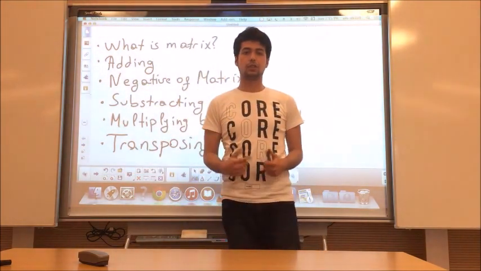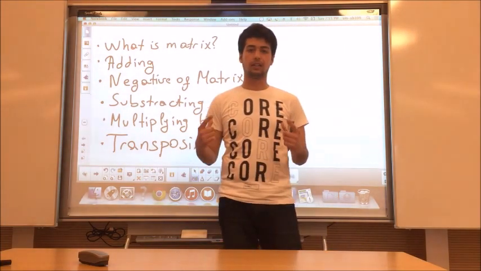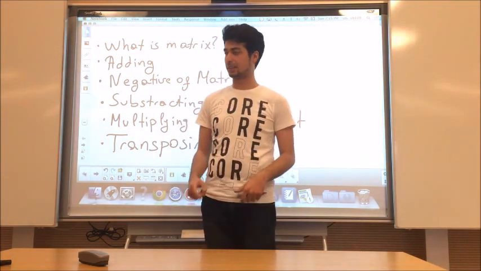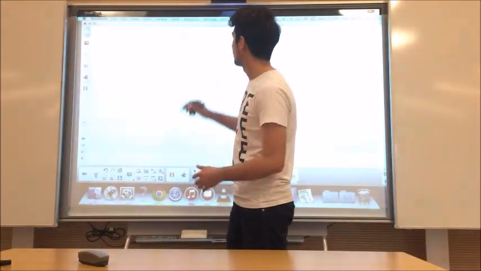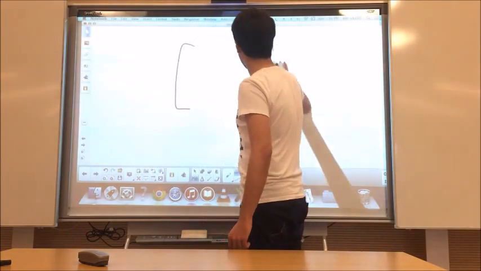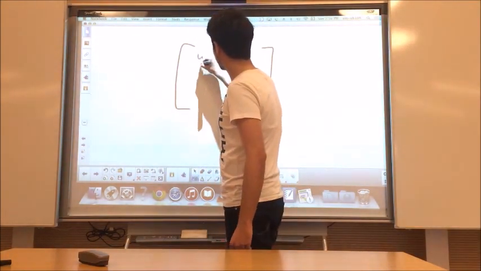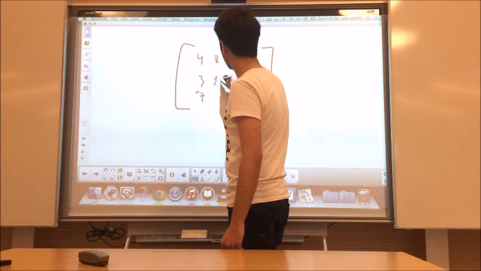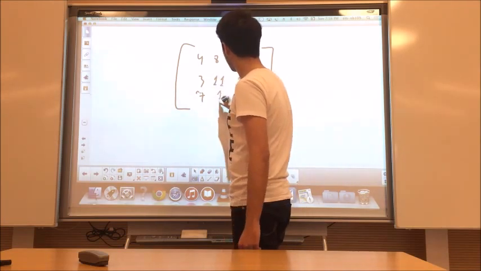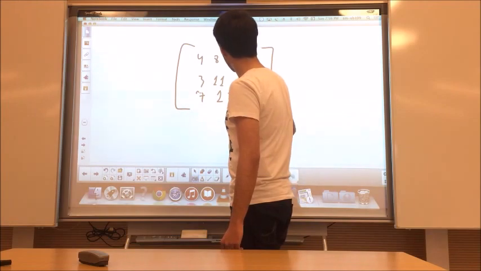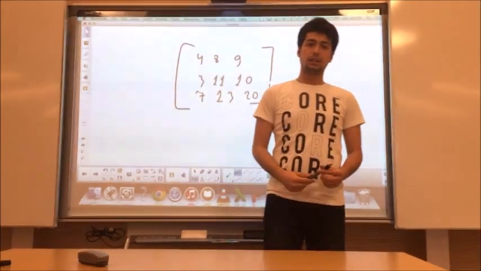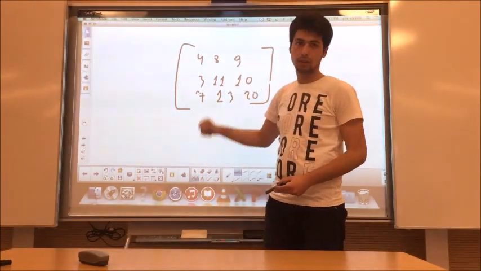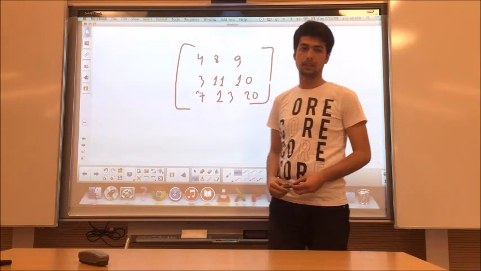For creating matrix, we should firstly create a template, then put numbers into this template. For example, our template and there are numbers. For example, 4, 3, 7, 8, 9, 11, 10, 13, 12, 20. It is our matrix. This one has 2 columns and 2 rows. It is our simple matrix form.